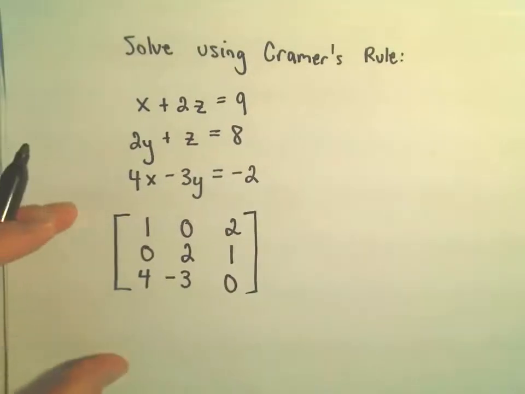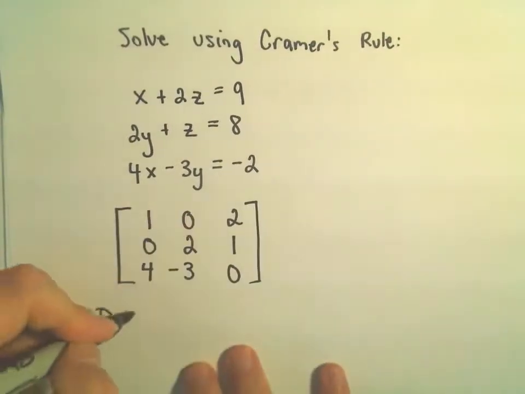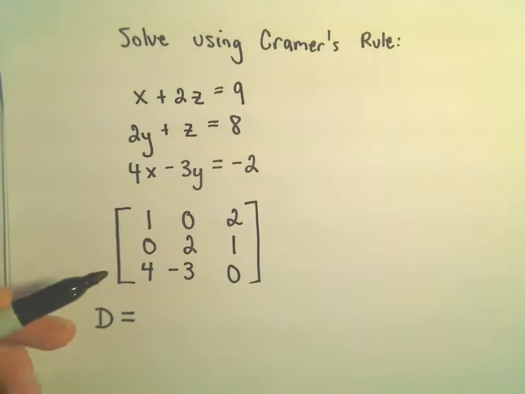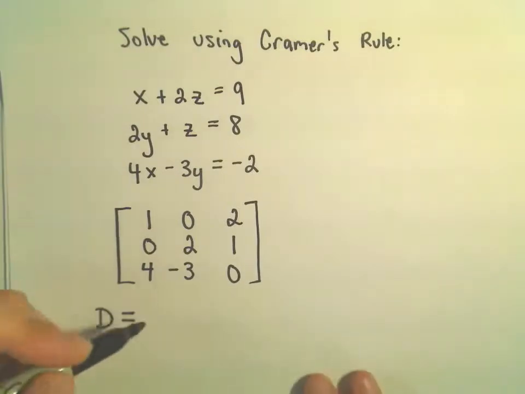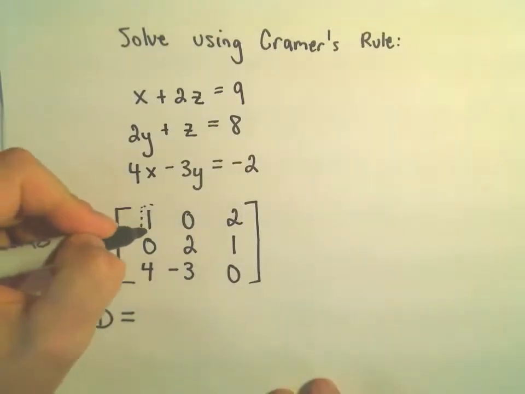Okay, so the first thing I'm going to do is figure out the determinant of this matrix. This will be our d value. So again, there's different ways you can find the determinant of a 3x3 matrix. I like to just do the expanding along a row and then calculate corresponding 2x2 determinants.